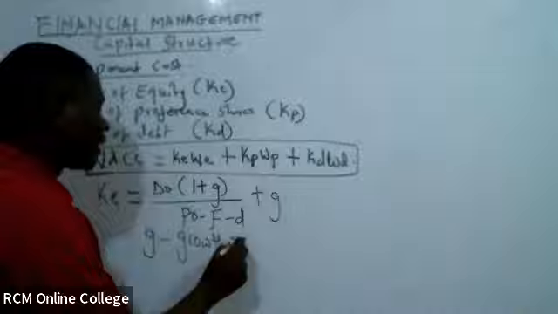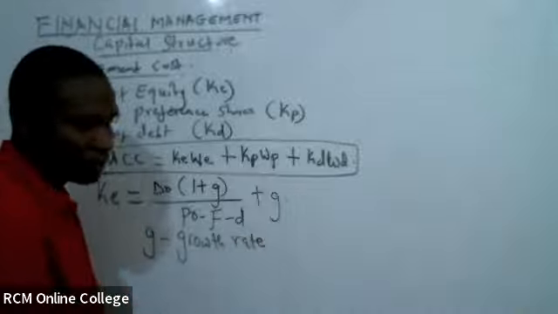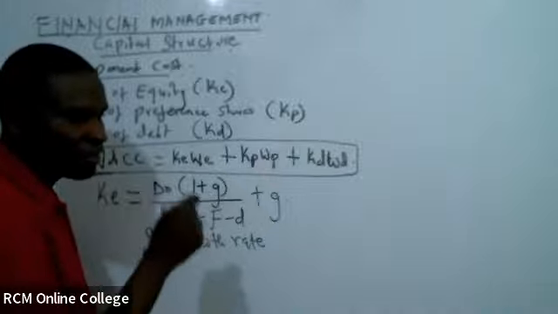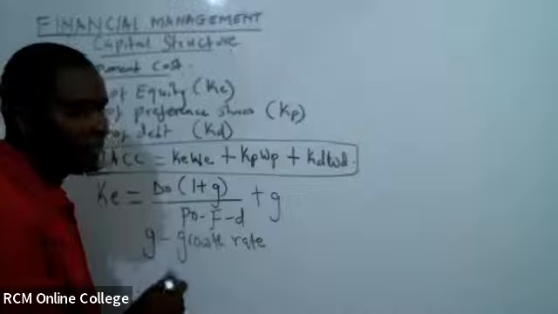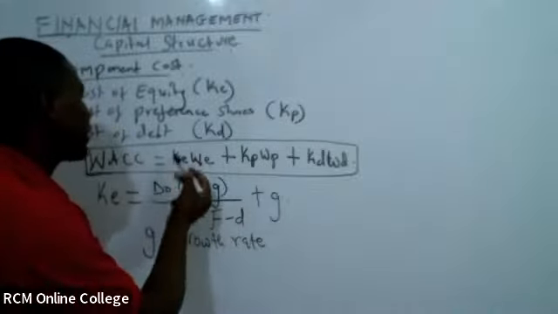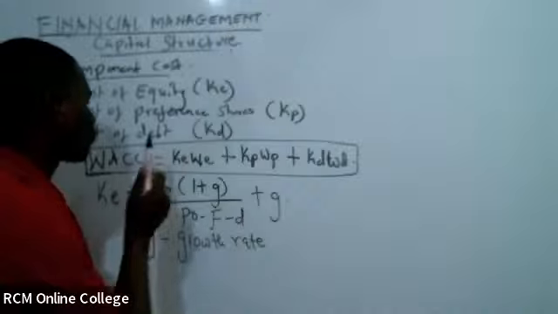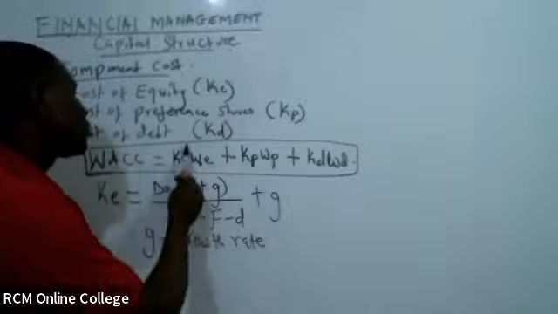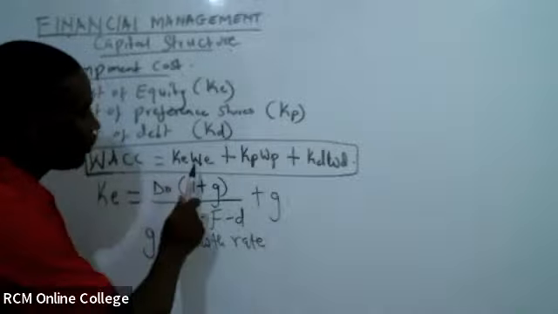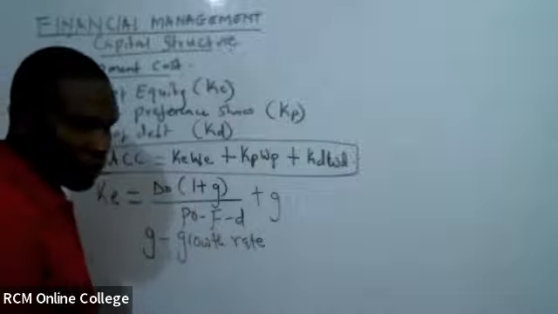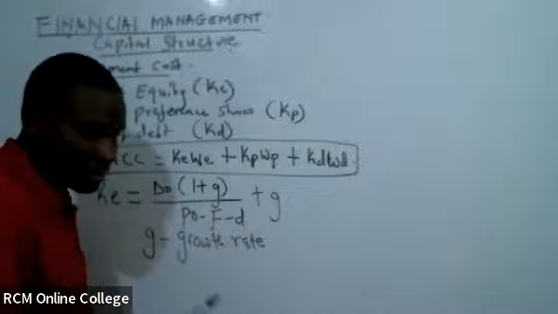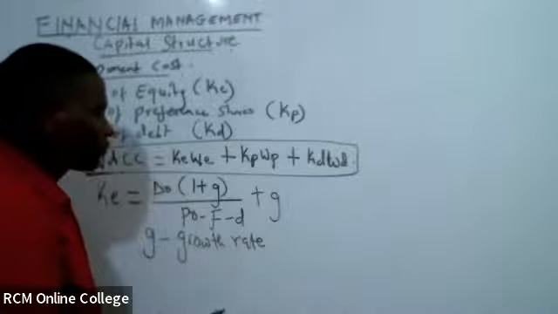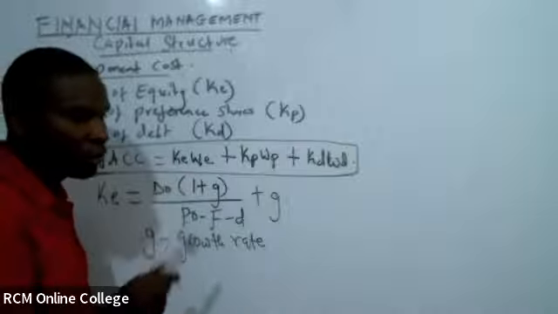Let me remind you before we get into a question. If the examiner has not given you the growth rate, how are you going to get your component cost? And if you don't get that, remember, getting the weighted average cost of capital will be far from you. Why? Because we are waiting for that KE in order to multiply by the weight, and then we get our WACC. So the moment you are not able to get the G, it will become difficult for you to solve this question well.